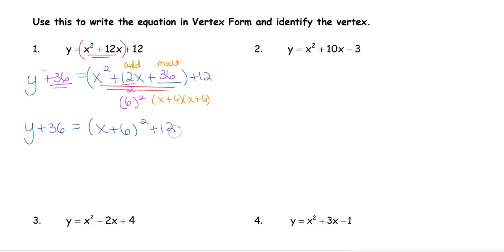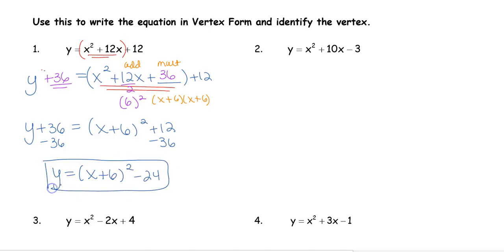Plus 12. Now we're almost in vertex form. The only thing we have left to do is to isolate our y value. So we move our 36 over. We get y equals x plus 6 quantity squared. 12 minus 36 is going to be a negative 24.